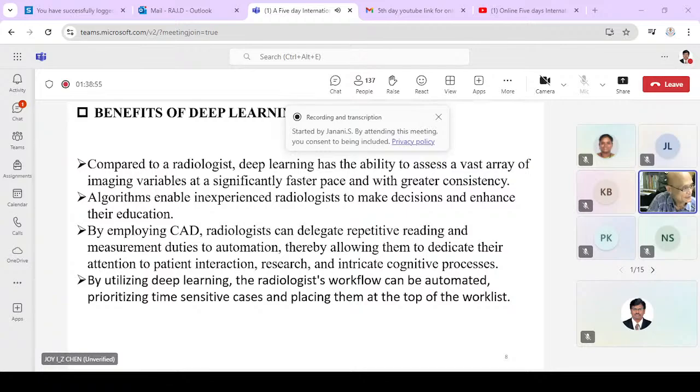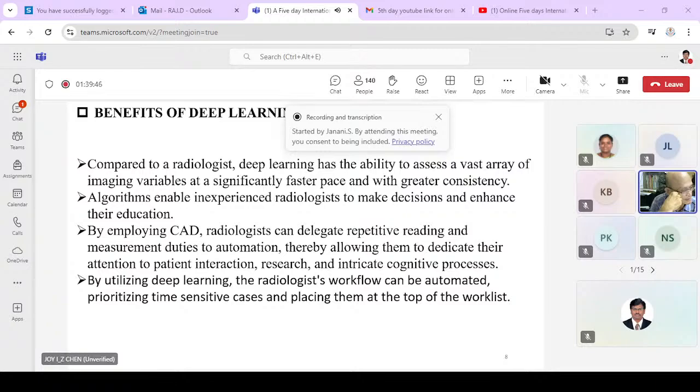And next, I will introduce some of the benefits of deep learning. Given the following reasons, there is a lot to gain by integrating deep learning and CAD applications into operations, as they demonstrate great potential. First, compared to radiologists, deep learning has the ability to assess a vast array of images at a significantly faster pace and with greater consistency. Next, the algorithms enable experienced radiologists to make decisions and enhance their education.